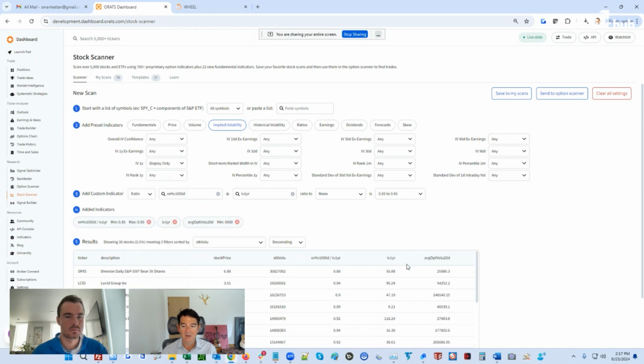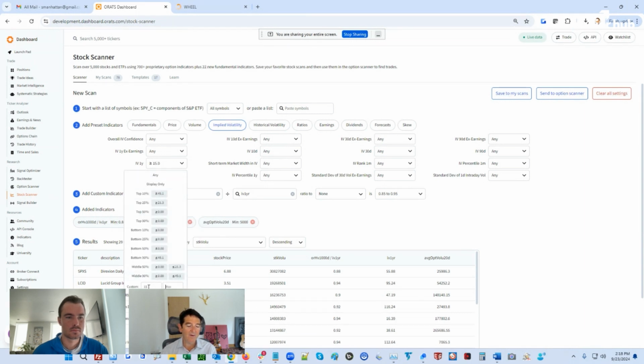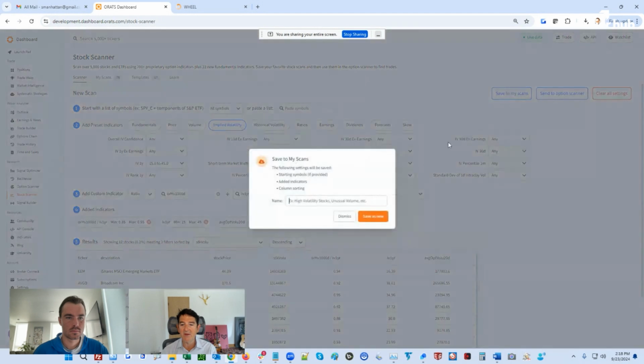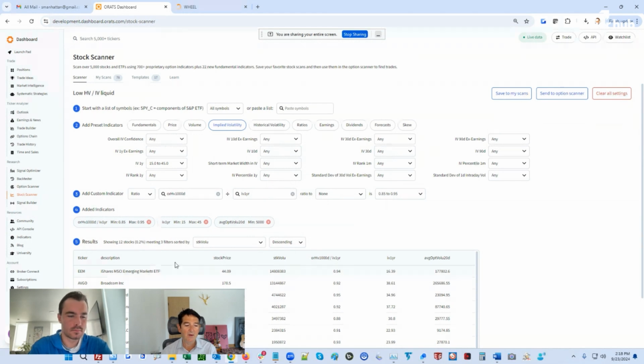So display this. So we don't want these high volatility stocks. So we would say, well, for the 1 year, we want something between probably 15 and, if we're going to be selling it, maybe 45 or something. So now we're down to 12 stocks, and EEM is one of them. So now if we look at EEM, and we could save this. So we save this from my scans, and these are the low HV to IV liquid stocks, right? Because it has a lot of trading and not too.